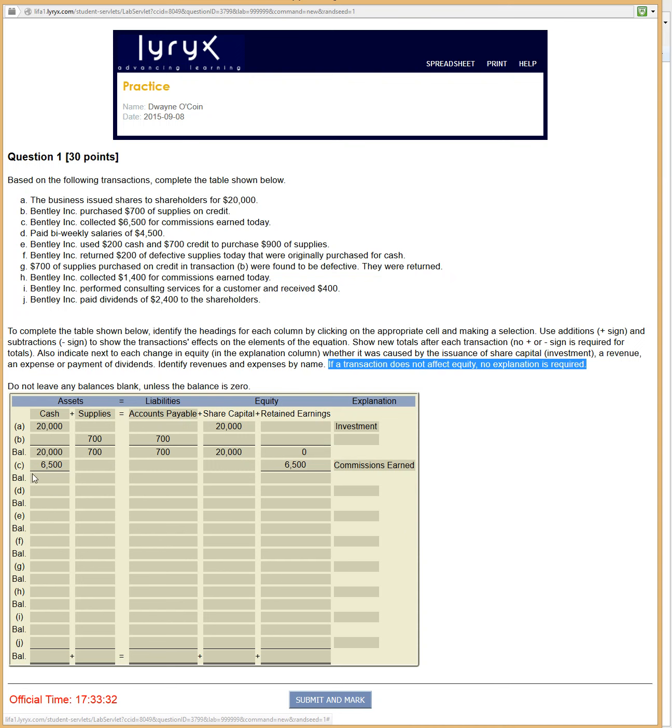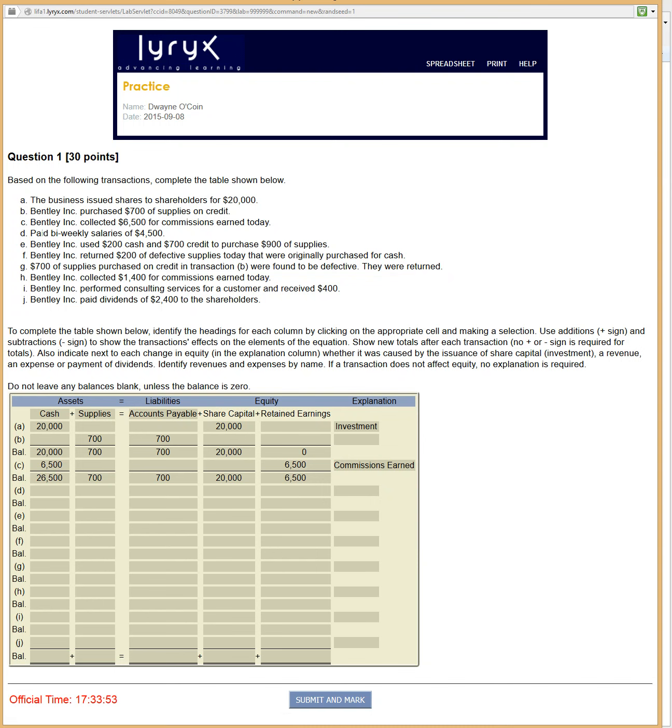So our balance now is going to be 20,000 plus the 6,500, and the next is going to be 700 because we didn't add anything. That'll be 700 as well. This is 20,000. And this is going to be 6,500 because 6,500 plus nothing is 6,500.